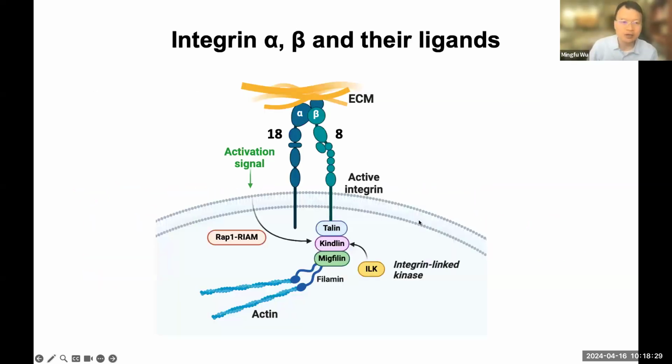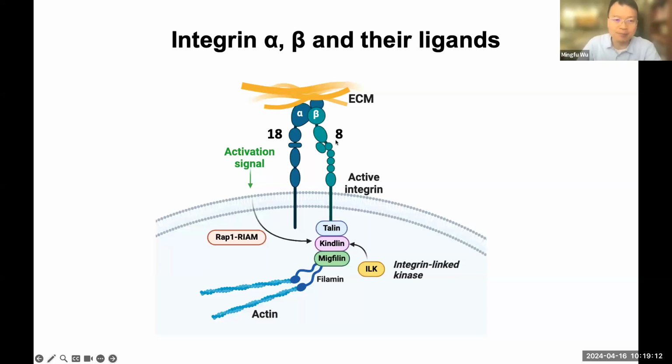Okay, so let me introduce integrin alpha, beta, and their ligands. Both alpha and beta are transmembrane proteins, and the alpha and beta subunits form heterodimers to make a receptor that binds the extracellular matrix and also interacts with the actin filament. That's why integrin alpha beta receptors are important for the actin cytoskeleton. They are also involved in signal interaction between the extracellular space and intracellular gene transcription.